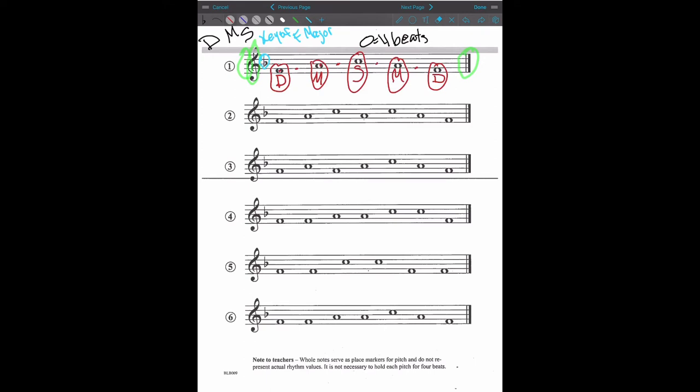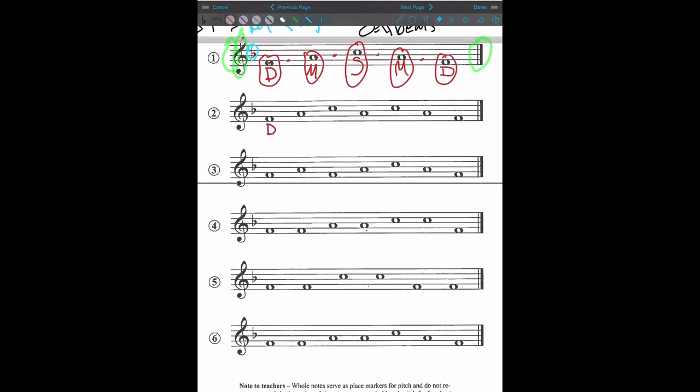So if we look at line number two, we have do, mi, so, mi, so, mi, and do. So that would sound like. Fast four there, but I was still thinking four beats, because again, the whole note receives four beats.